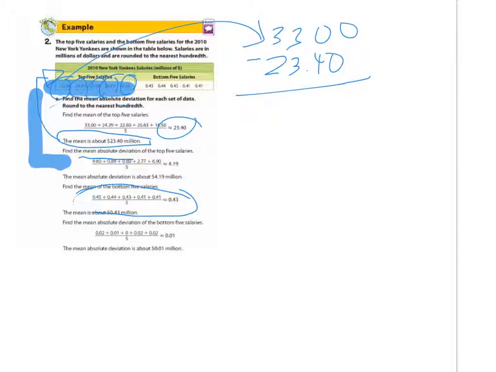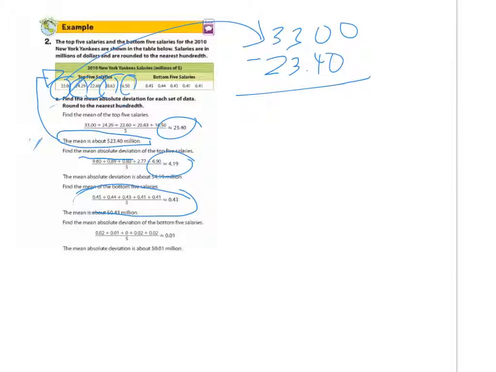Oh, I was pointing to the wrong one originally. Sorry, that was the wrong one originally. So here, once you do the subtraction, you'll go ahead and then you divide those by 5. And guess what they got? 4.19. All right, now they want you to do the same thing for the bottom.